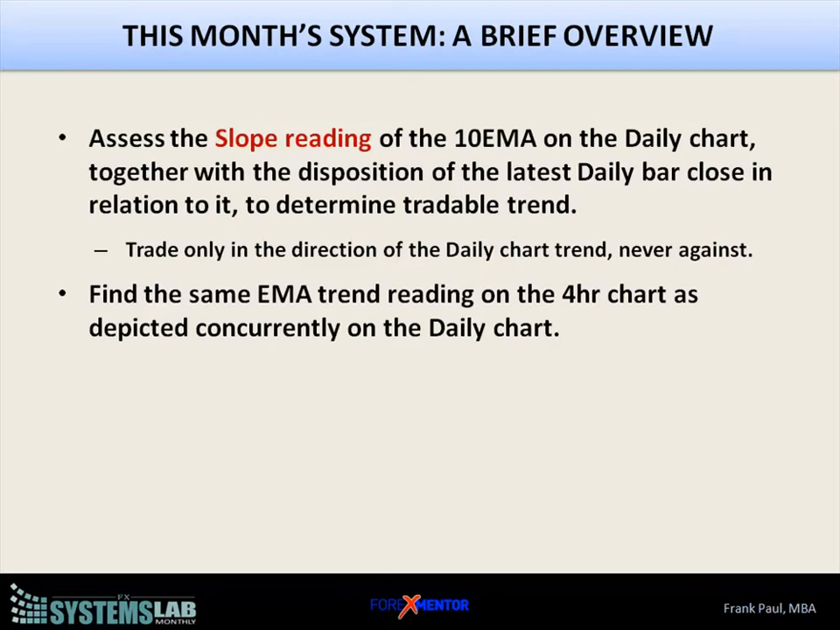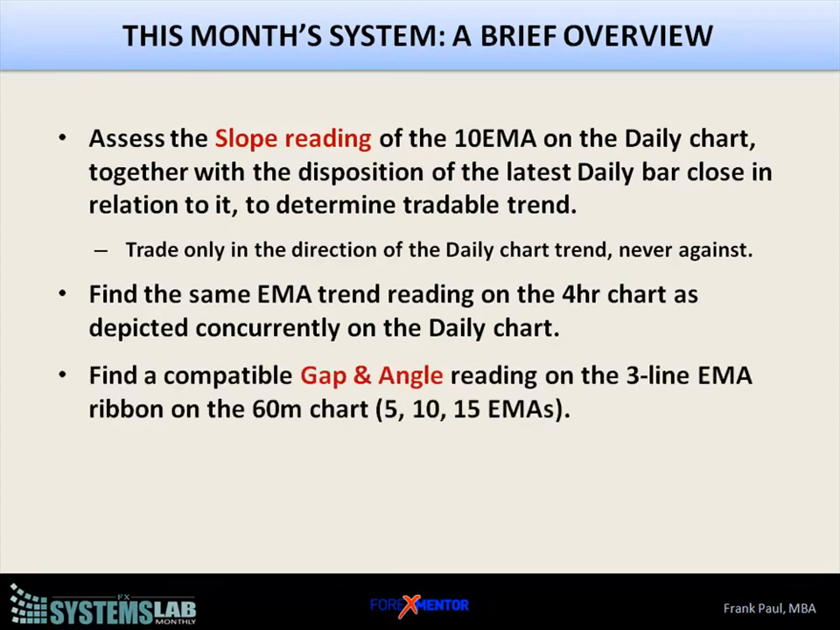So we need that strong trend reading on the daily chart. We need it on the 4-hour chart. We also need it on the hourly chart, although a very nice, simple, clear visual that we have applied specifically on this time frame is not just a single moving average, but rather a moving average ribbon comprised of the 5, 10, and 15 period EMAs.